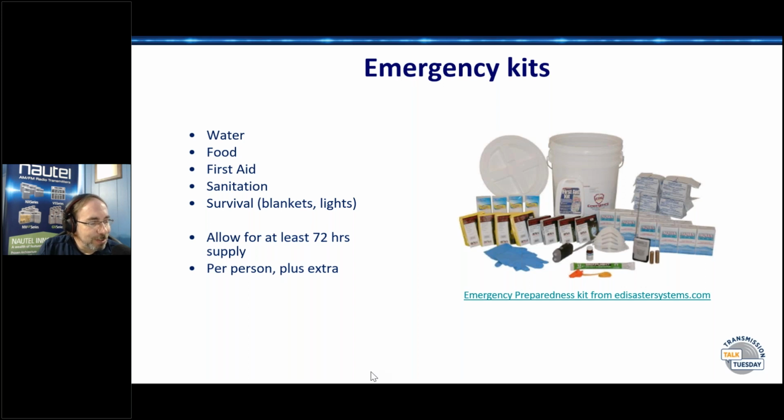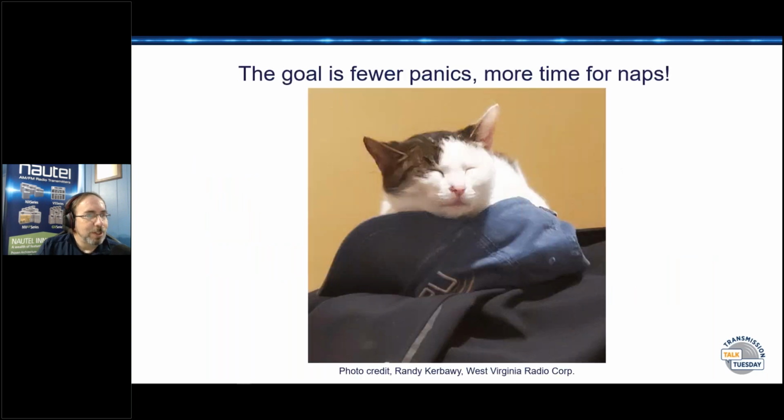So true enough. Apple Watch has fall detection that will inform your contacts and emergency services if you fall and become unresponsive. Mark Forrest mentions 9mm. That may or may not apply depending on where you happen to live, but certainly in some areas that's not a bad idea either. The real goal here is, and Randy Kerbawi sent this one in, and it's like he's laying on an Autel cap, fewer panics, more time for naps.